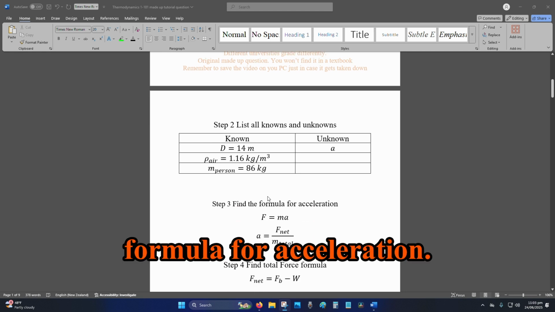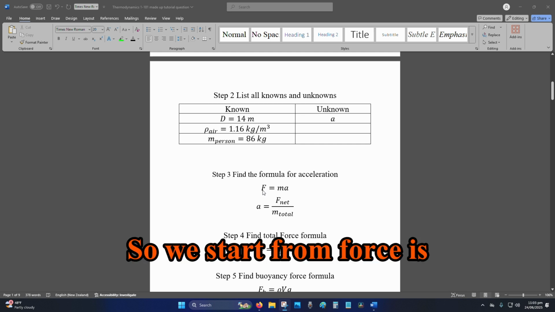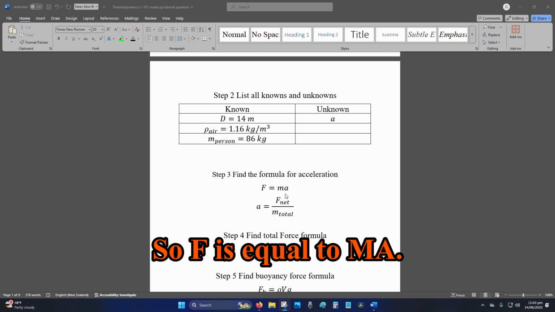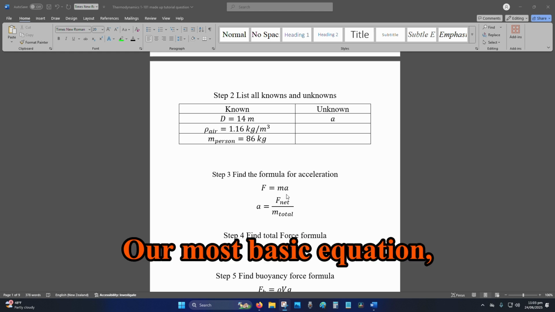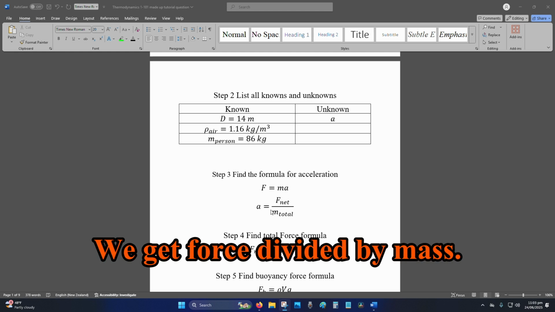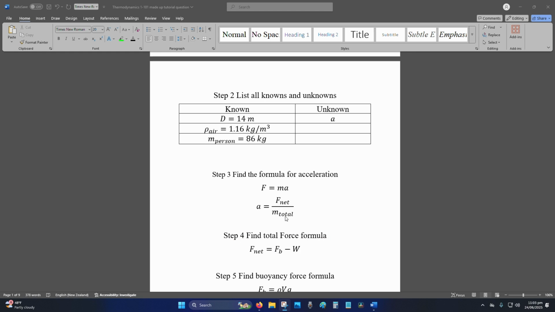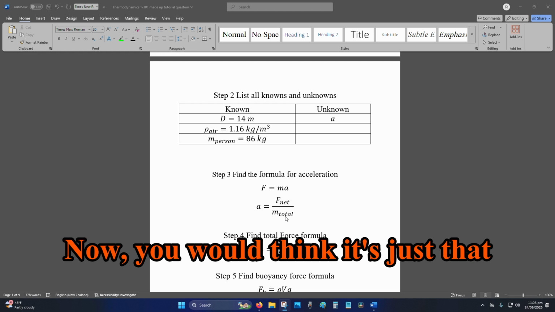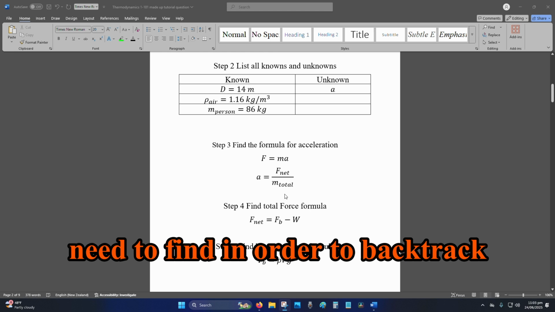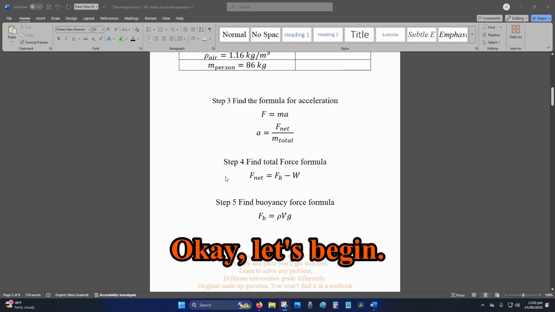Step 3, find the formula for acceleration. So we start from force is equal to mass times acceleration. So F is equal to ma, our most basic equation. We rearrange for acceleration. We get force divided by mass. In this case, it'll be net force divided by total mass. Now, you would think it's just that simple or that easy. However, there's a lot of things that we need to find in order to backtrack to get back to this simple equation. Okay, let's begin.